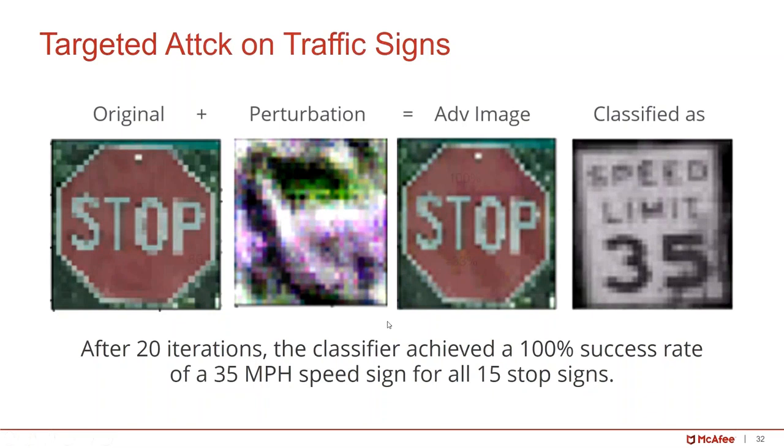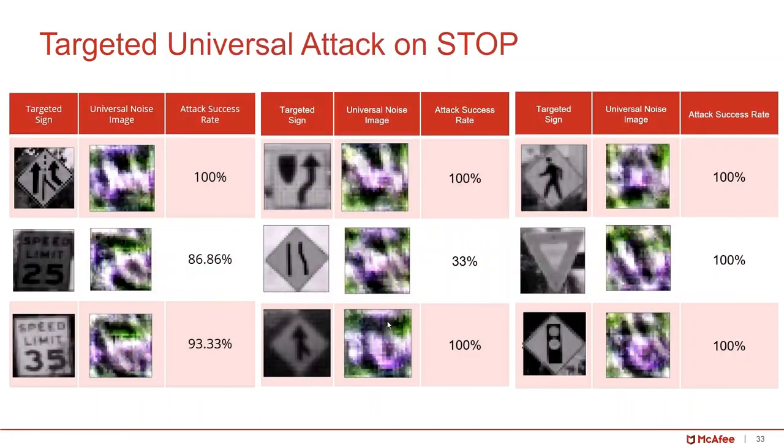And then we also did research on a universal attack on stop signs. Basically, we don't create this mask for each of the signs. We take the average across all the signs. By just using this universal noise map, we can generate the adversary examples in batch, and then we can achieve a very high success rate in the attack.